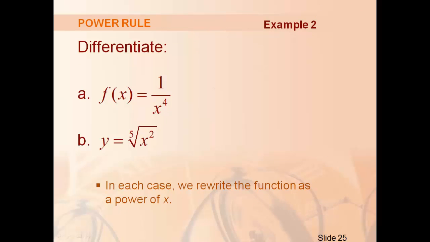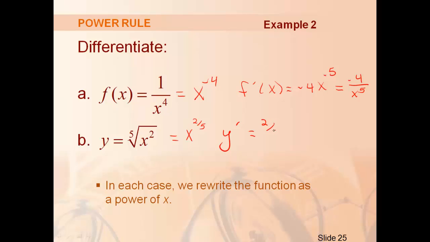Let's differentiate these. In each case, we're going to rewrite the function as x to a power, so x to the negative 4. So then the derivative here would be negative 4x to the negative 5. And we can leave it like that, or if we don't want to leave negative exponents, we might want to rewrite that like that. The fifth root of x squared would be x to the 2/5, so that's just rewriting it as a rational exponent, and then the derivative would be bring the exponent down, and then 2/5 minus 1 would be negative 3/5. And again, we can leave that like that or go back to radical notation and get rid of the negative exponent by doing that.